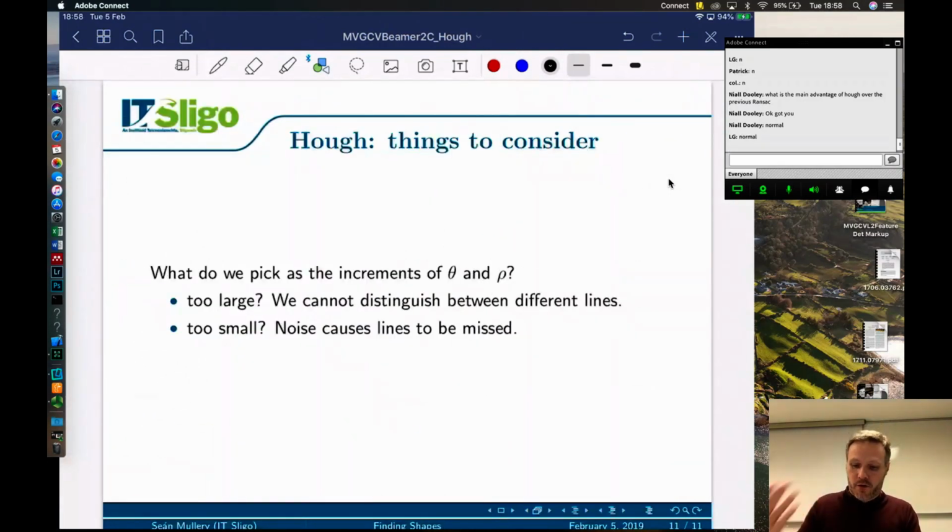Okay. So again, we'll finish this part of the lecture tonight on this. Some things to consider with Hough. We need to pick our hyperparameters here. So we need to decide what the increments of theta and the increments of rho are, or if we're using the MC space, what the increments of M and C are. If we go too large, we cannot distinguish between different lines. They're hard to tell. Too small, and noise causes lines to be missed.